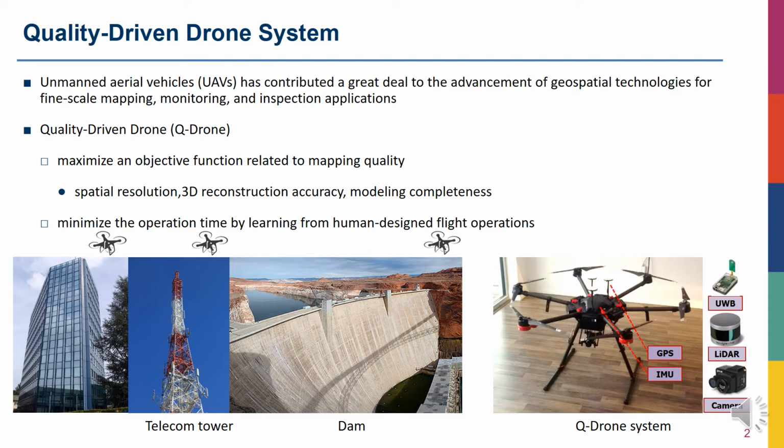Unmanned aerial vehicles have contributed a great deal to the advancement of geospatial technologies for fine-scale mapping, monitoring, and inspection applications. We have developed a UAV system with autonomous inspection capacity by integrating GPS, IMU, LiDAR, camera, and ultra-wideband sensors. The UAV system is named the Quality-Driven Drone, or Q-Drone.